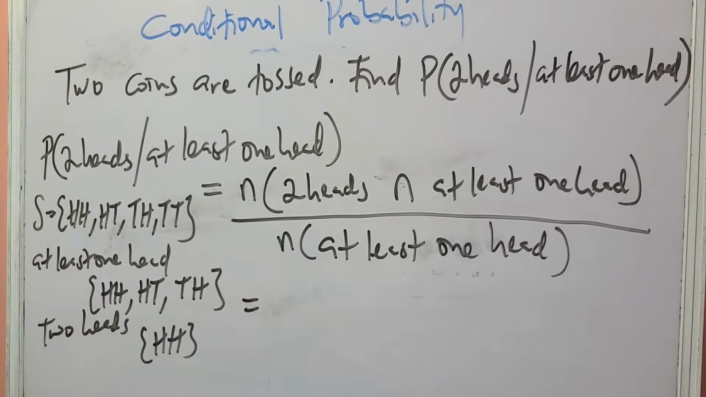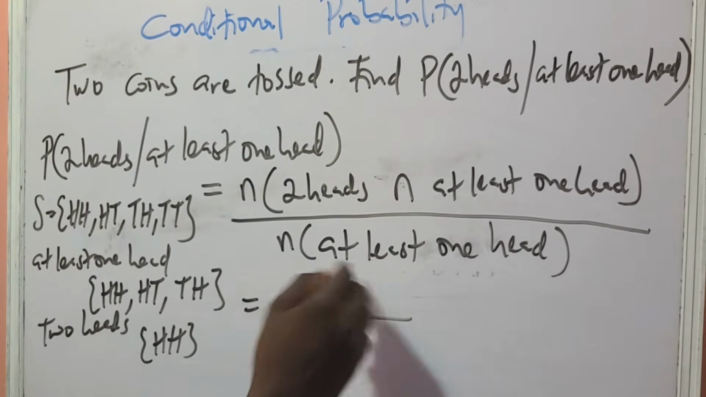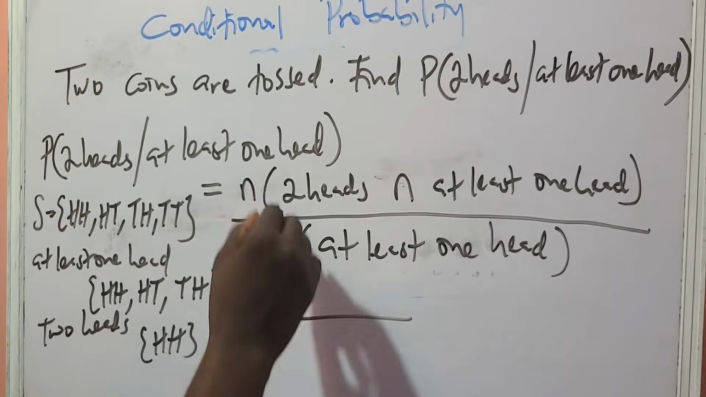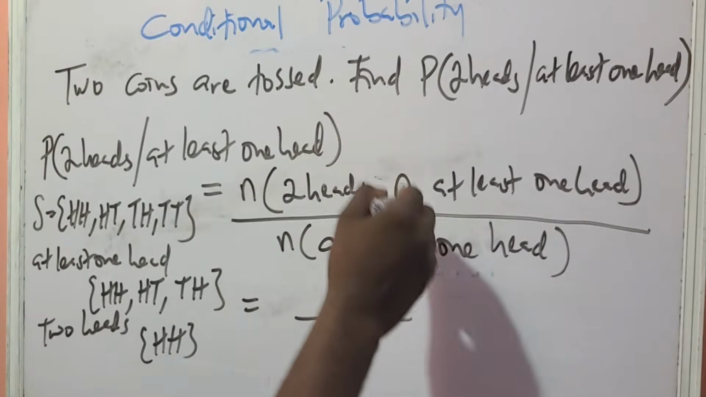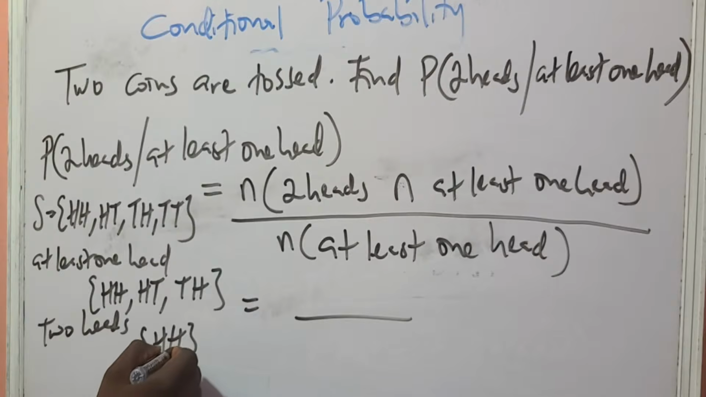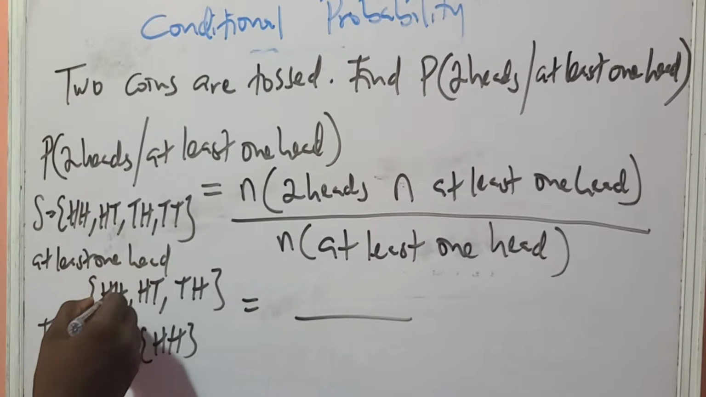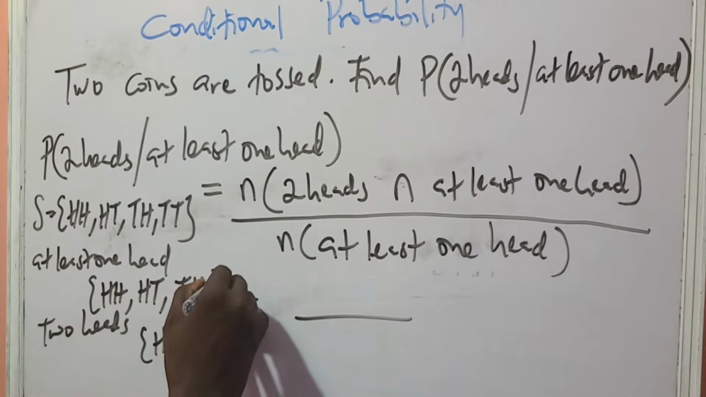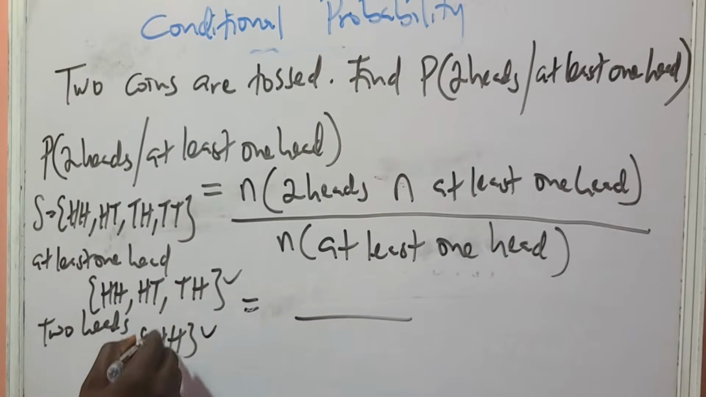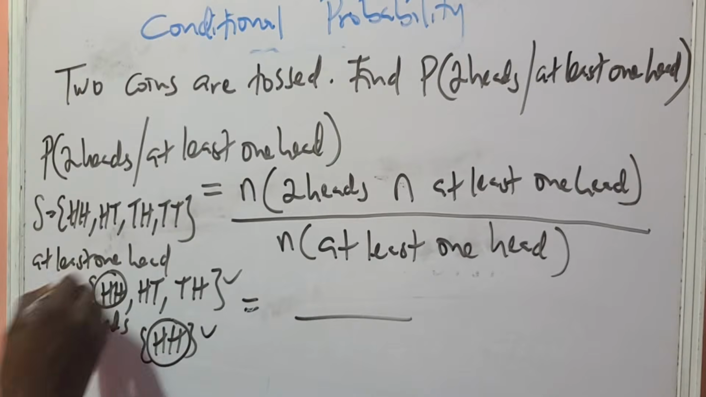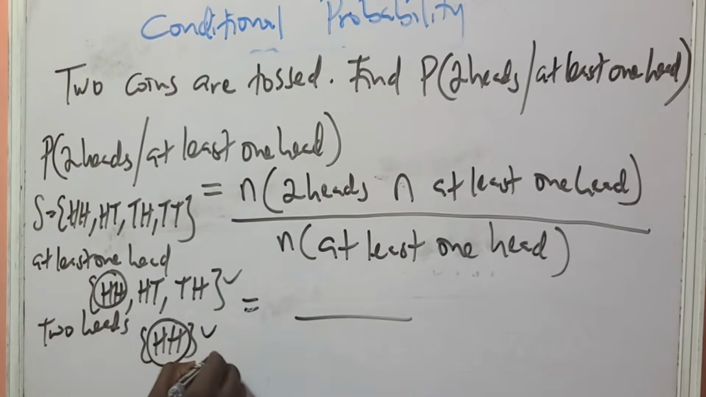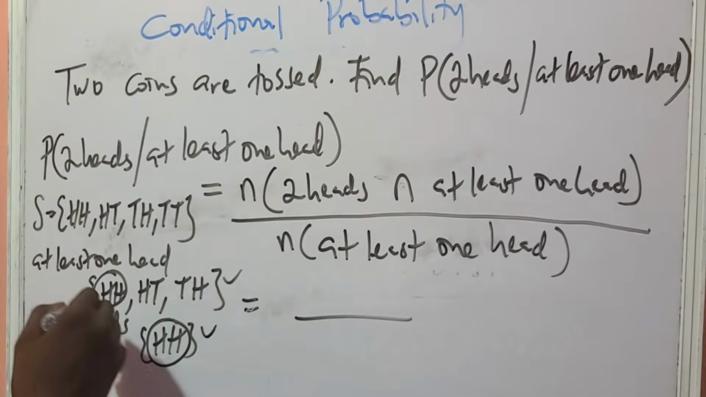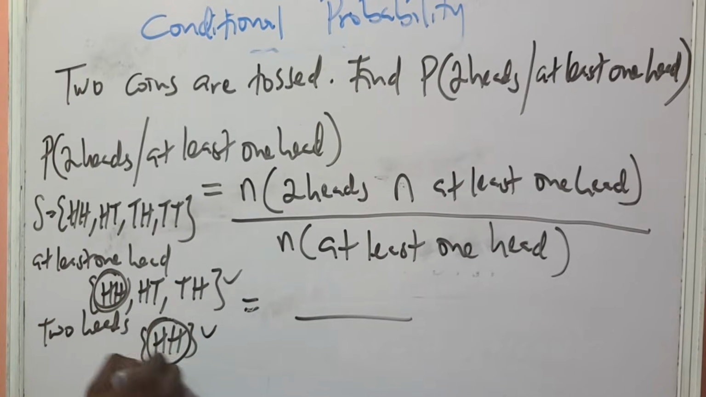So, to get this answer, numerator over denominator, what is the numerator? Two heads intersection at least one head. This is two heads, HH. This is at least one head: HH, HT, and TH. Guys, what's the intersection between this and this? The intersection is obviously HH, because that's the only thing common here. That's only what is common in both of them. You know the meaning of intersection already: what you can see in this event and also in that event.